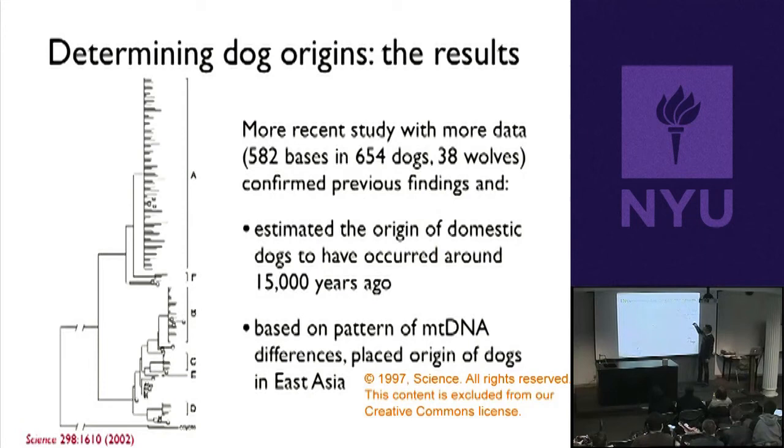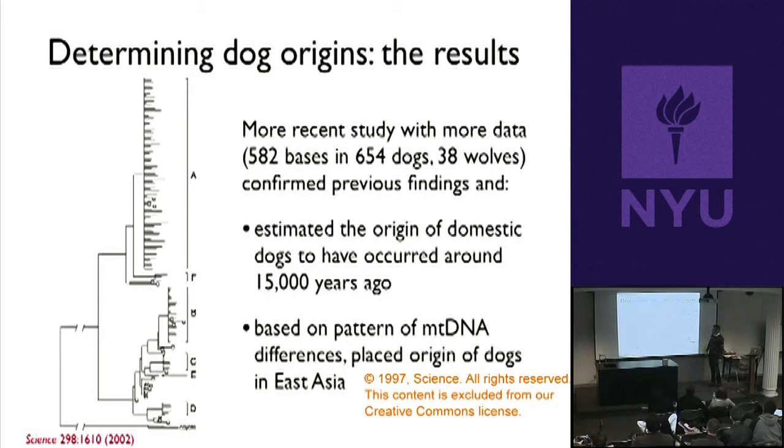But they were able to tell two new things that are really interesting. One is that they were able to figure out when the domestication of dogs occurred. They estimated the origin of domestic dogs to have occurred around 15,000 years ago, and this makes sense from the archaeological and anthropological evidence, because at about that time, maybe a little bit after, is when civilization starts, and people are moving to population centers, and maybe having pets and dogs that can do work for them, like retrievers and so on.